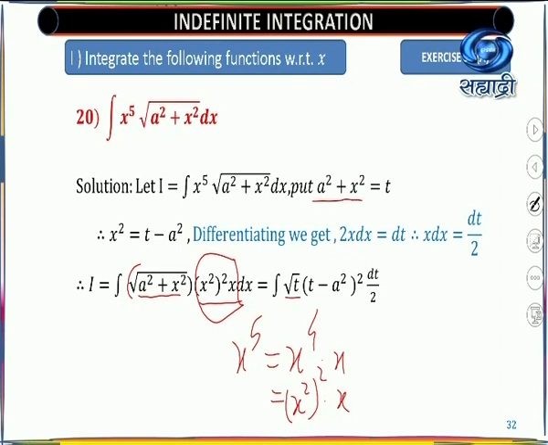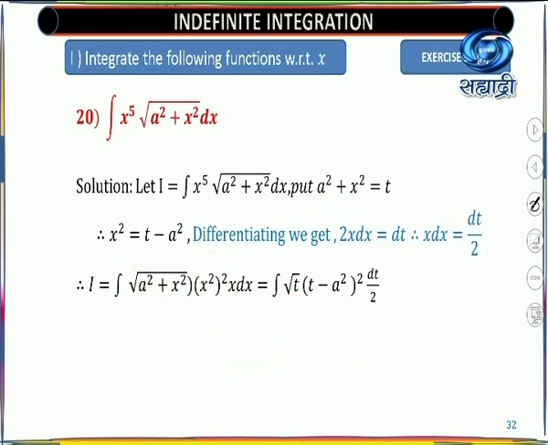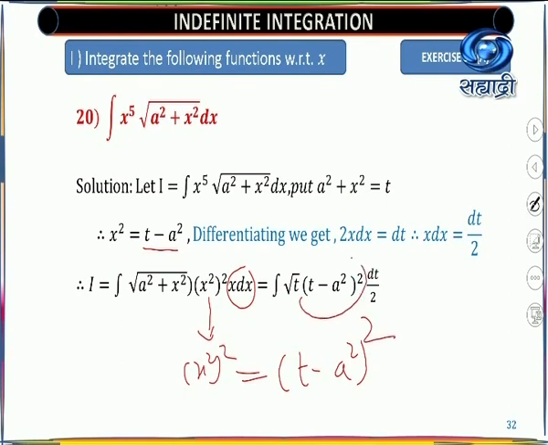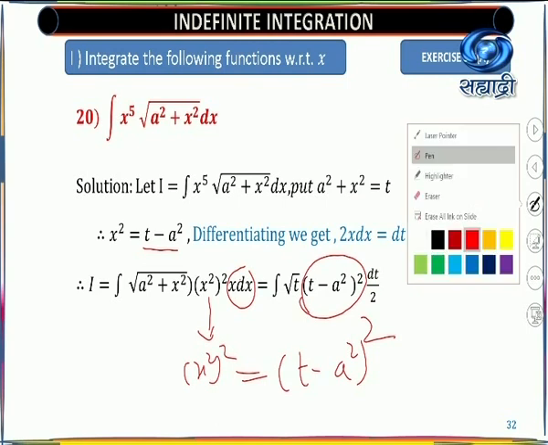Now look at here. This is x square bracket square into x. Now we want x here, so keep this x here. Now here x square bracket square. Now what is the value of x square? That is t minus a square bracket square. So the substitution is here t minus a square. As usual, this value x dx equal to dt upon 2. Now we got our function.